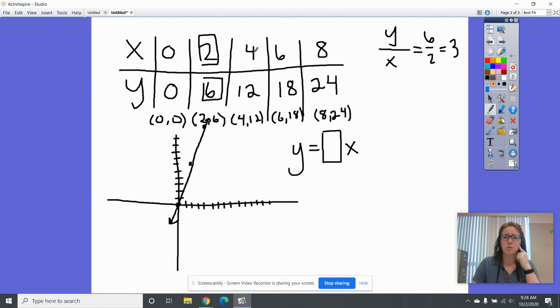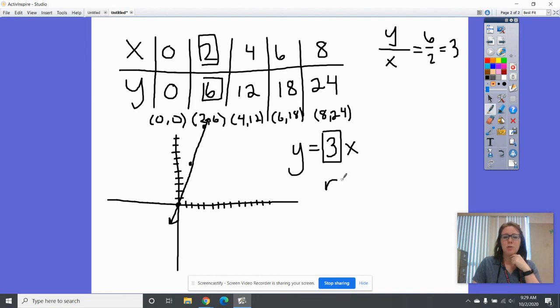12 divided by 4 is 3. 18 divided by 6 is 3. 24 divided by 8 is 3. So we know it's y equals 3x. Or you could have gone with the graph instead.